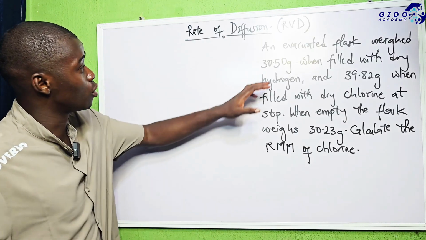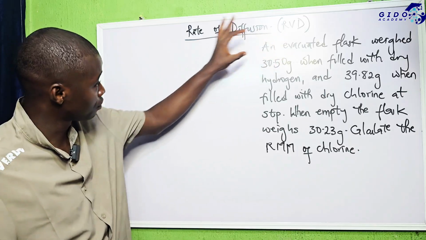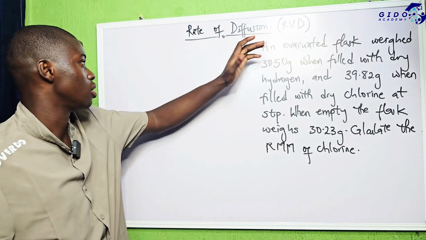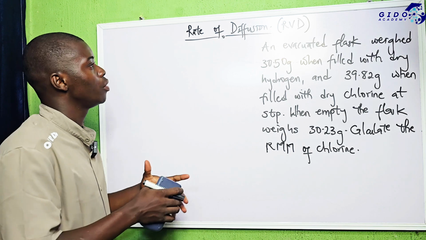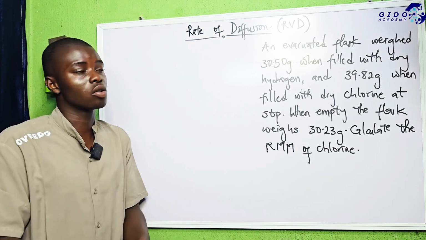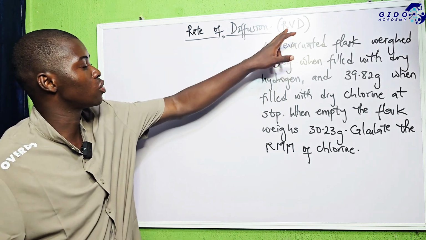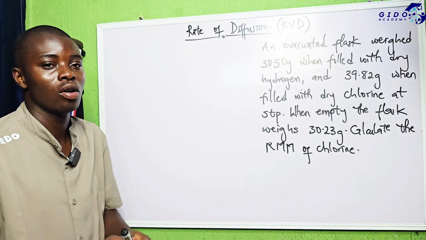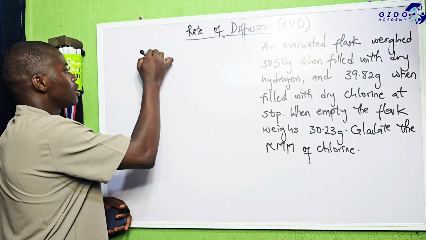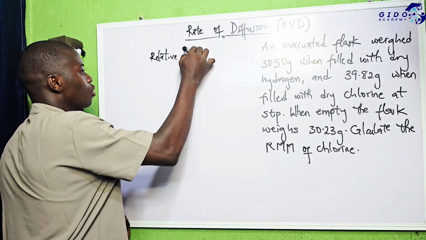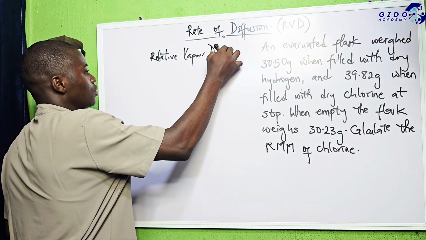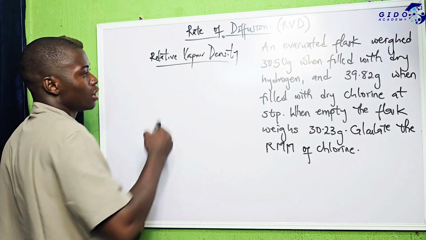And in this particular video, we'll be talking about the relative vapor density under rate of diffusion. So our next video will be on the rate of diffusion, but I feel like for me to explain rate of diffusion so well, there is need for you to understand what we mean by relative vapor density. Relative vapor density. I only work with definition that much.